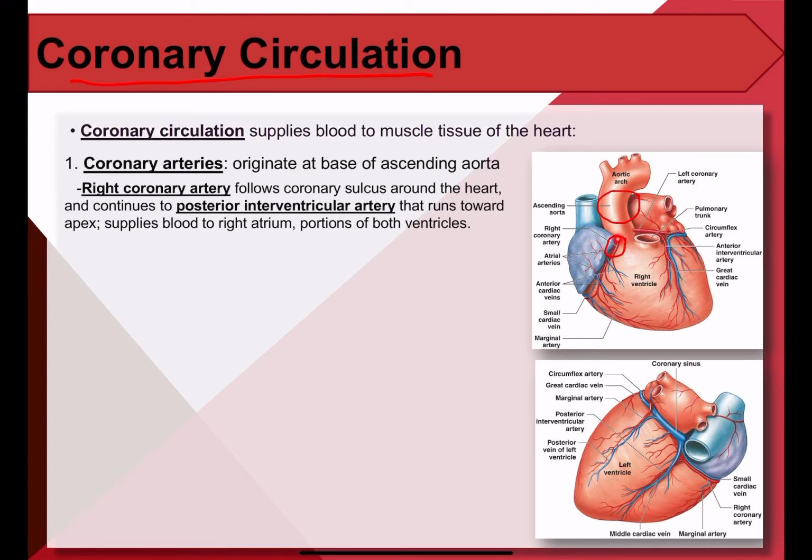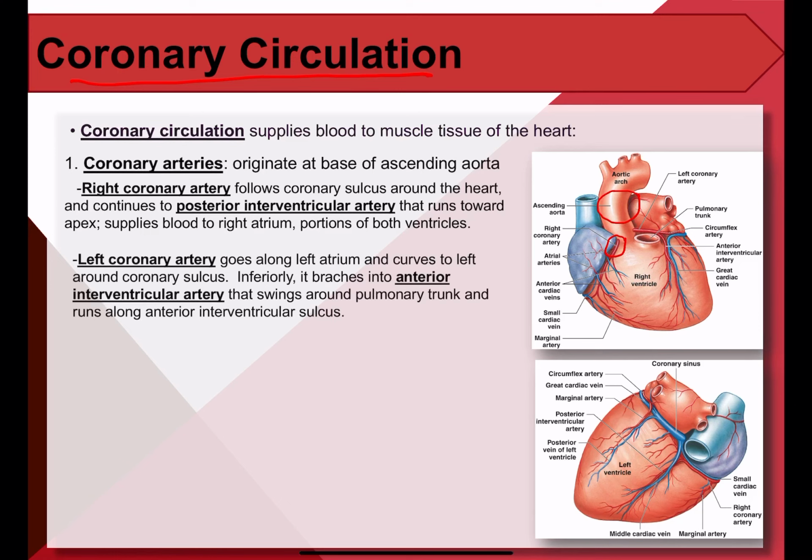The right coronary artery follows that coronary sulcus we were just talking about, and actually leads around the heart and continues backwards this way into the posterior interventricular artery. So it goes from here in the aorta, around the coronary sulcus, and then back towards the posterior portion of the heart, down the interventricular artery, and runs towards the apex of the heart to supply all these cardiac muscle cells with oxygen and nutrients. Okay.